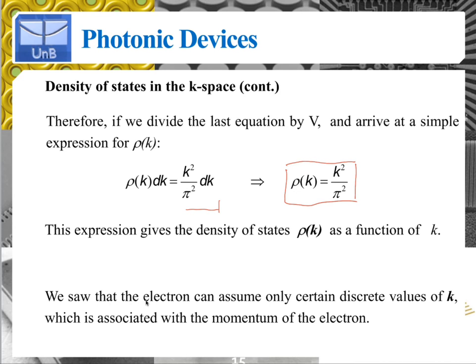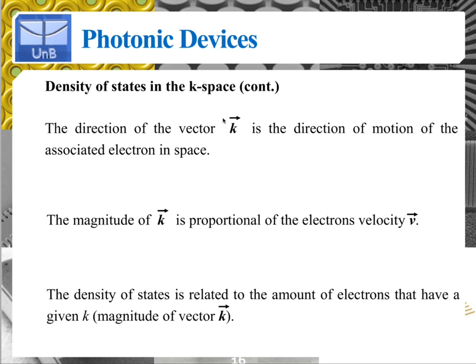But we saw that the electron can assume only certain discrete values of k, which is associated with the momentum of the electron. Since there's a linear relation between the wave vector k and momentum p, the direction of k is the direction of motion associated with the electron inside the solid.